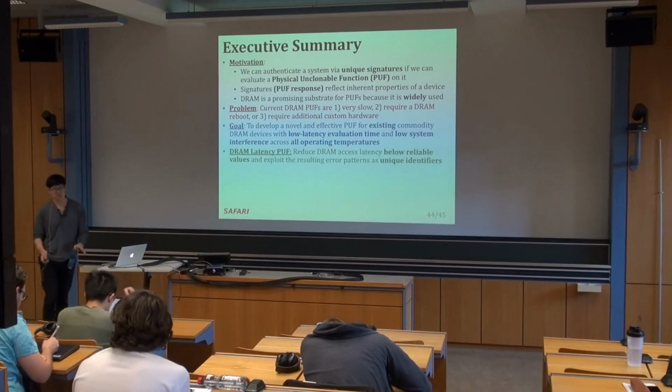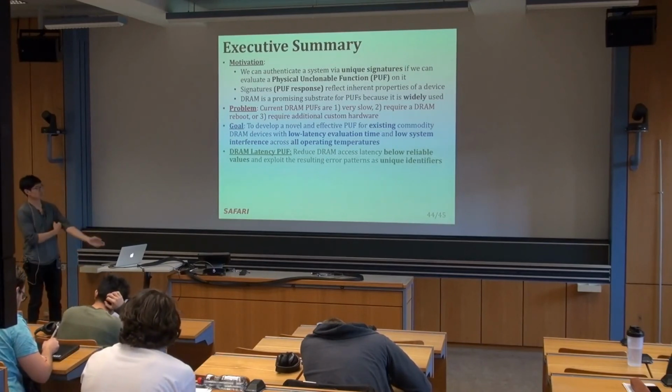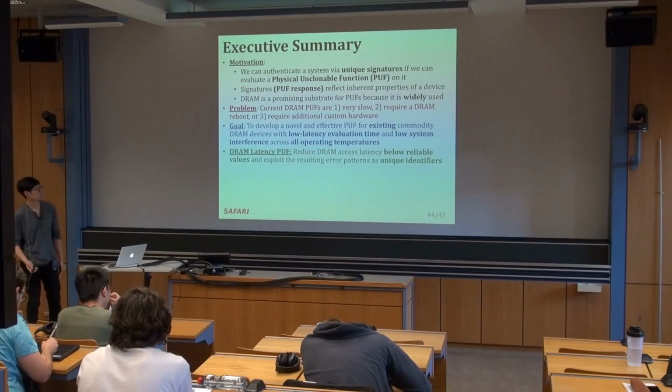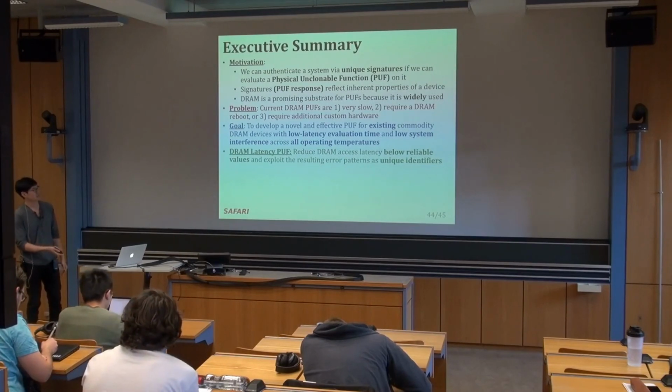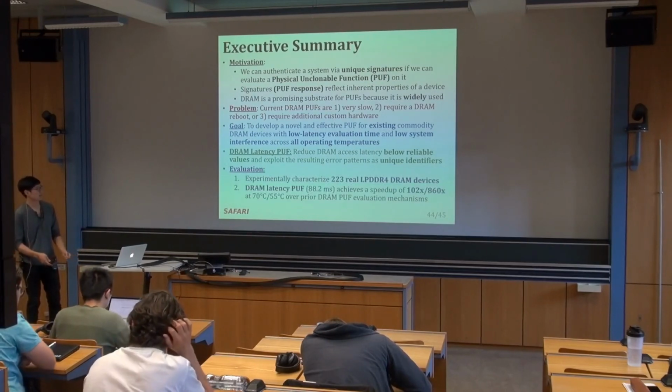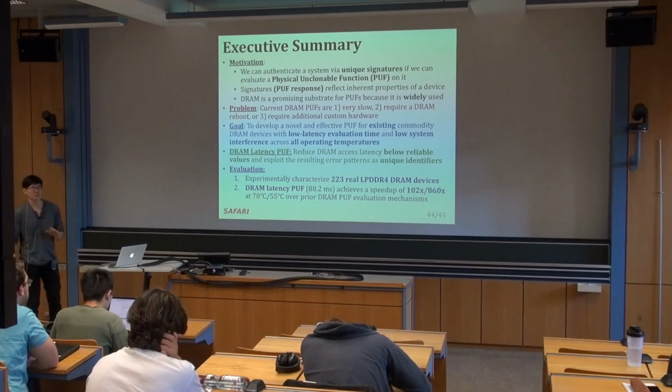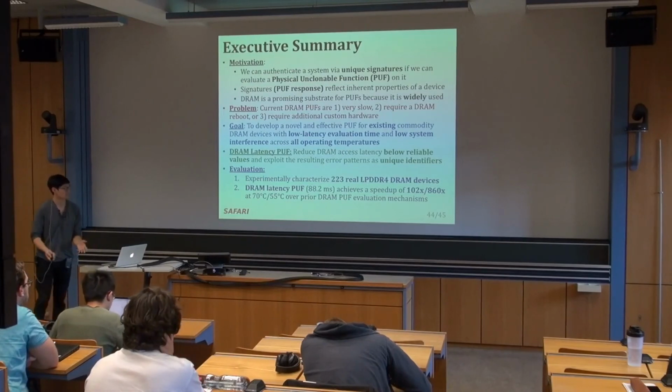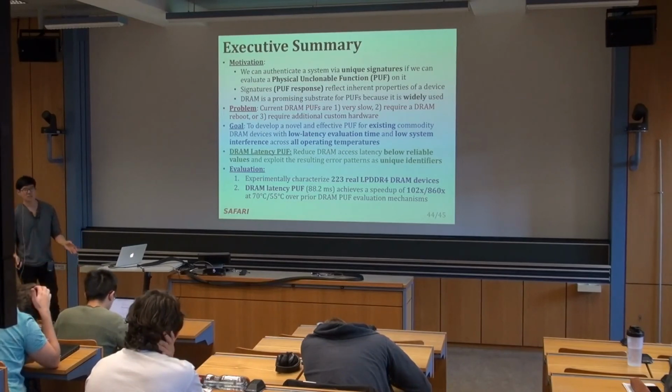And so we proposed the DRAM latency PUF, which reduces DRAM access latency below reliable values and exploits the resulting error patterns as unique identifiers. So we evaluated many DRAM chips, and we found that the DRAM latency PUF can be evaluated in 88 milliseconds on average, regardless of the temperature.